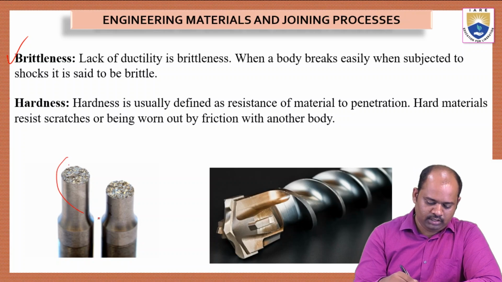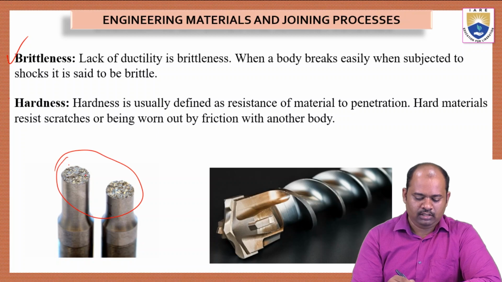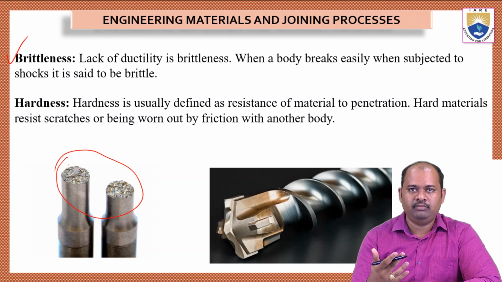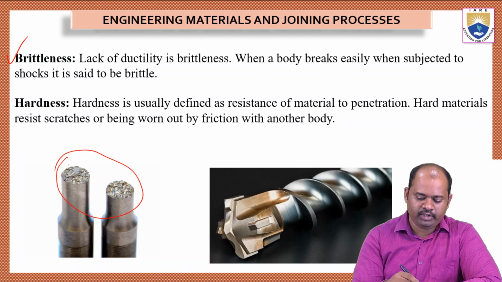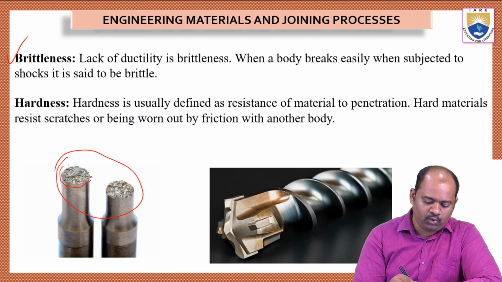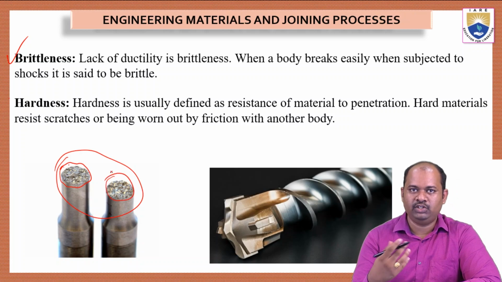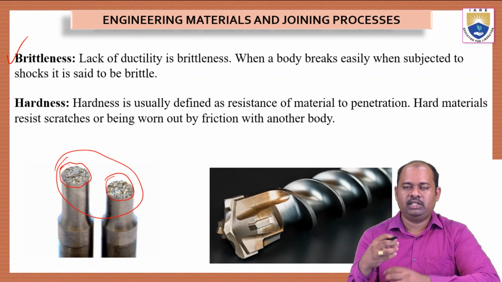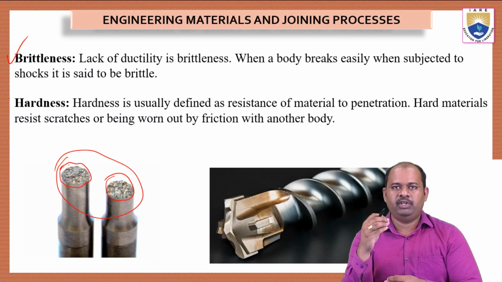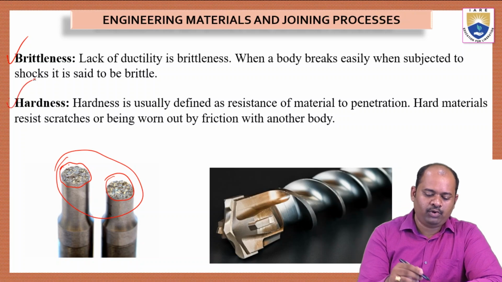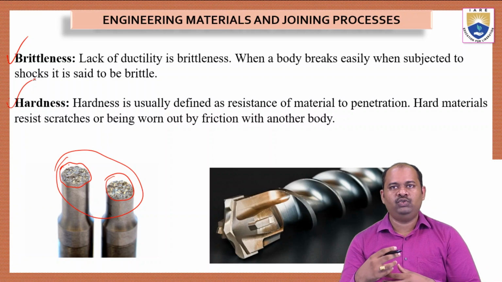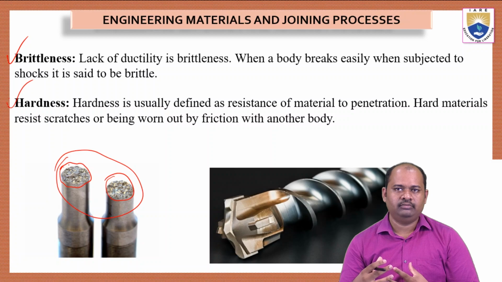And in this photo we can see a cast iron metallic rod which is broken into two pieces, where we can see the broken structure of the two parts. Okay, we can actually see there is no deformation. The structure is instantly separated from each other. And then we have another property, hardness. So hardness is usually defined as resistance of material to penetration.